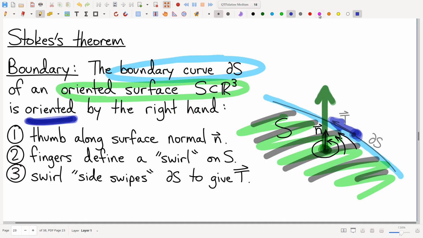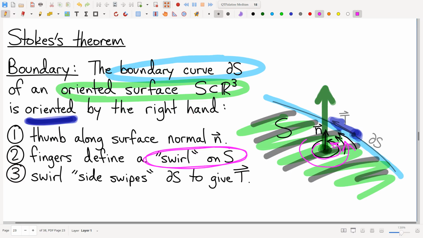Let me draw a little picture of this. You know what? Let me do this in the pencil. I'm going to need a little bit more detail. The swirl is an indication of which direction goes around that normal vector. And just think about how that swirl sideswipes up against the boundary. In this case, if you imagine this purple swirl going like this, as that swirl sideswipes against the boundary, notice it's going that way.